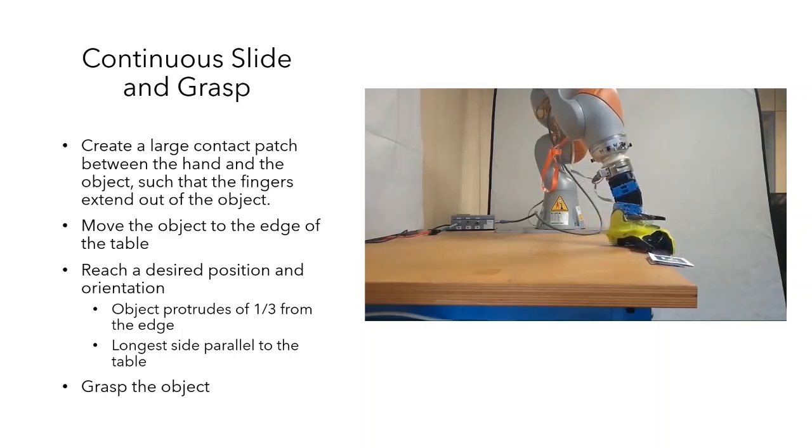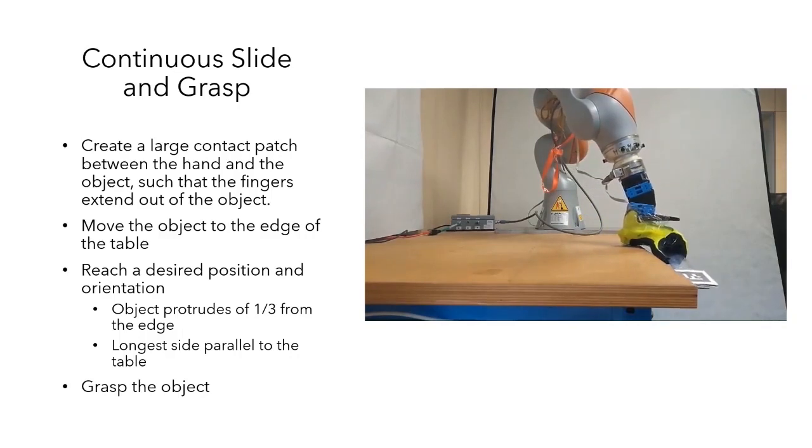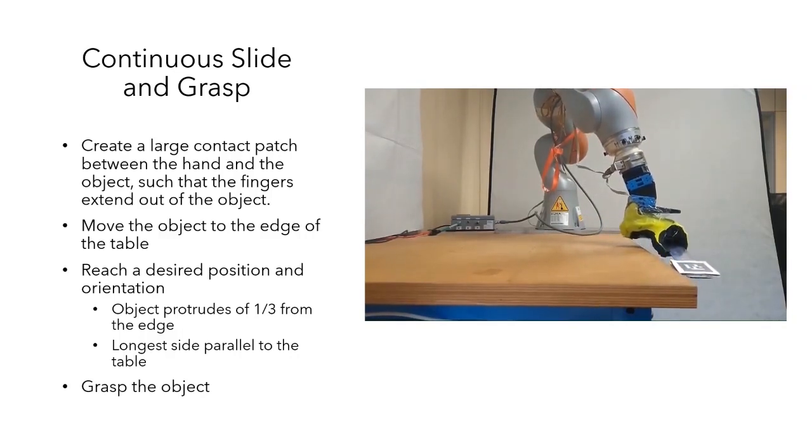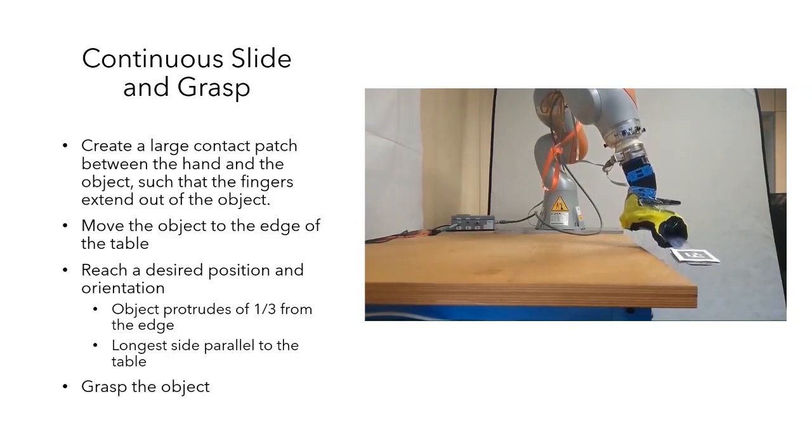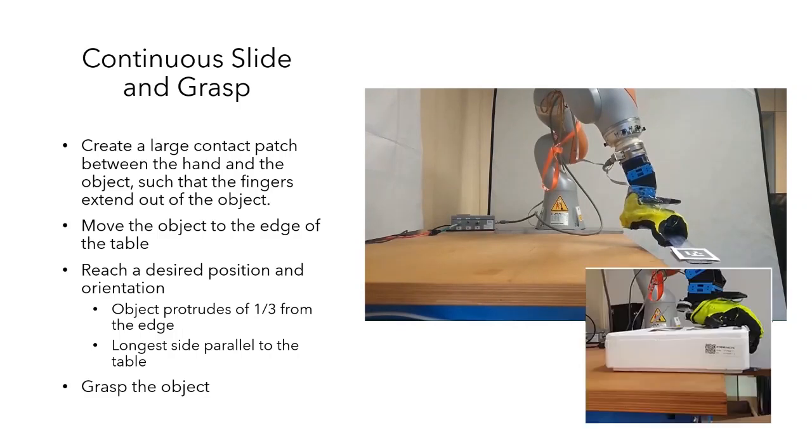As you can see, there is a lot of interaction between the hand, the object, and the environment. This strategy was found to be very successful with thin objects, while it fails when the objects are taller.